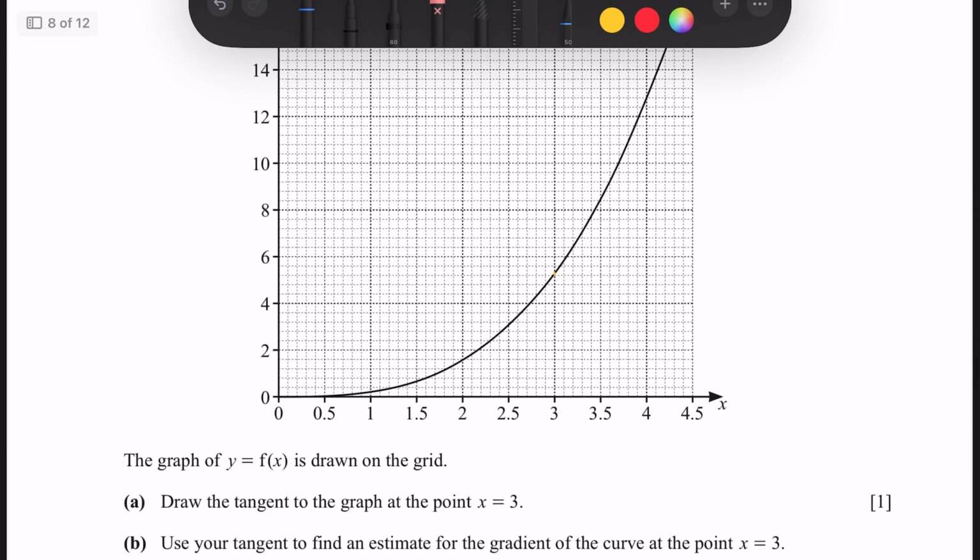Question 18. The graph of y is equal to f(x) is drawn on the grid. Question A. Draw the tangent to the graph at the point x is equal to 3. So for any graph, the tangent is any line that only meets the graph at that one point.